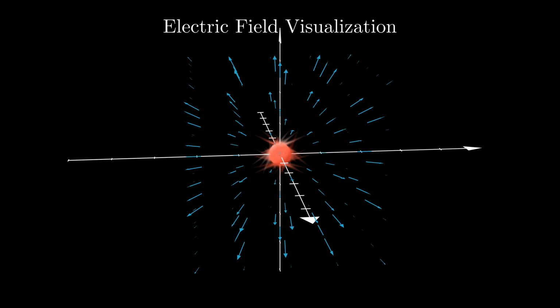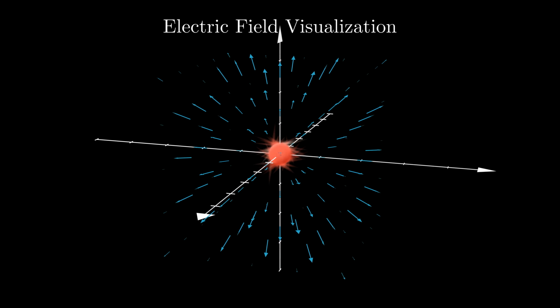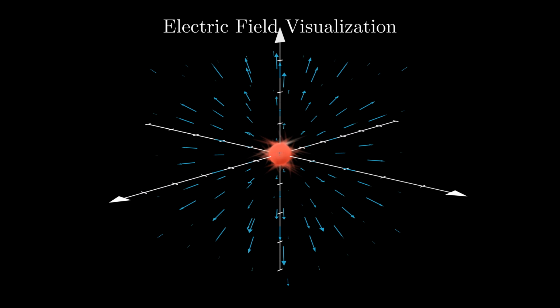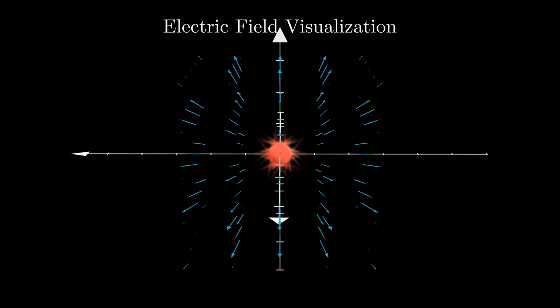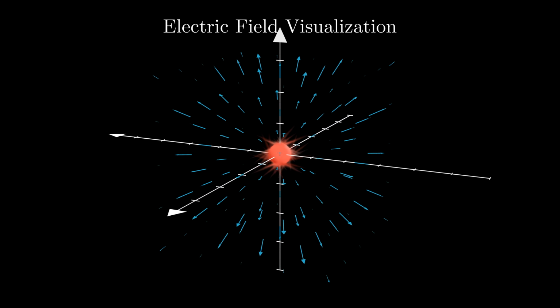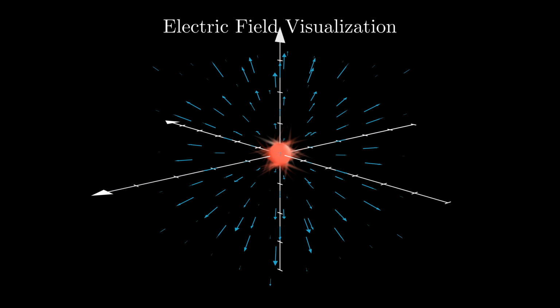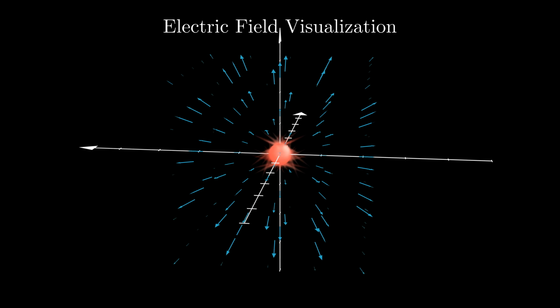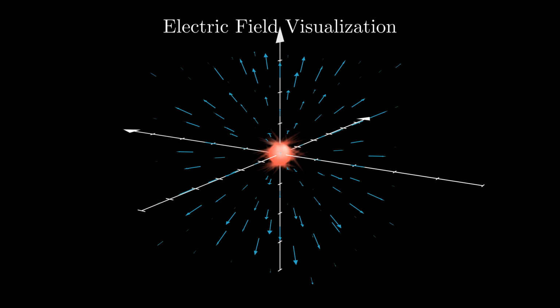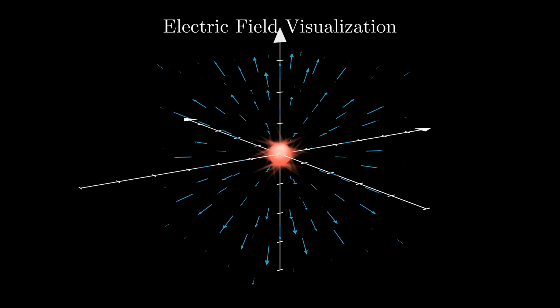In Z Advanced, you'll need to calculate fields for continuous charge distributions. Observe this infinite line of charge. The field lines extend radially outwards, perpendicular to the wire. Next, look at the infinite plane sheet. Here, the field is remarkably uniform, it doesn't decrease with distance.